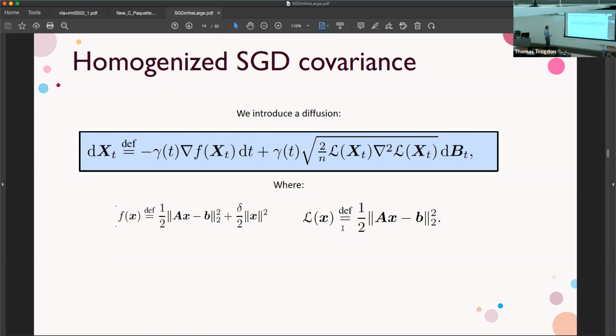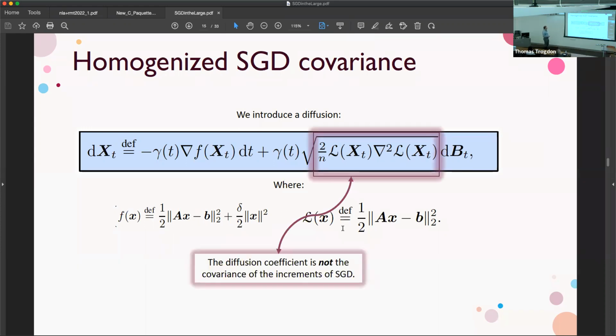And I just want to say a few things about it. So this is truly the conditional mean of SGD. In mean, SGD behaves like small steps of a full gradient update. This covariance function is not actually the covariance of the increments of SGD. It's something else. I've done something to it. I've simplified it somehow. And that's an important simplification.